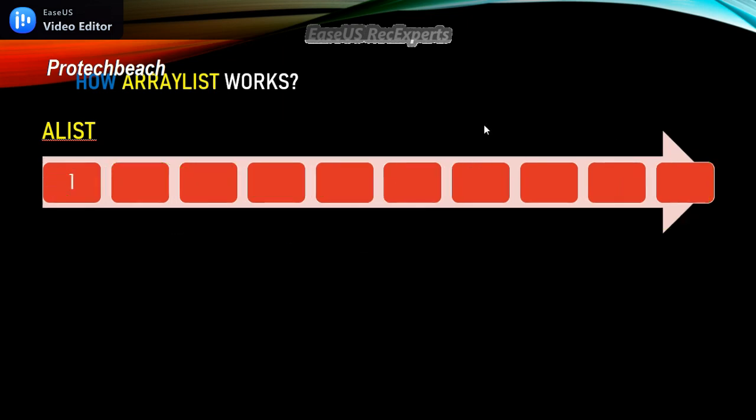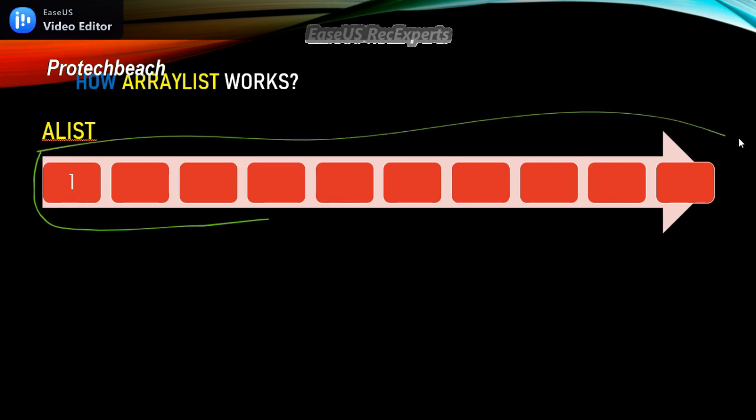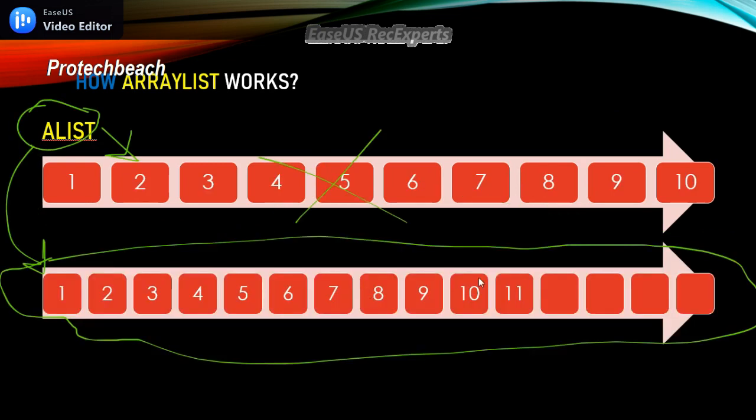Let me explain quickly once again how the ArrayList works. Initially, by default, once you declare the ArrayList, Java will allocate 10 memory locations to the ArrayList object, right? Once you add the values 1, 2, 3, 4, 5 up to 10, and then add the 11th element, it will increase the size by 50%.